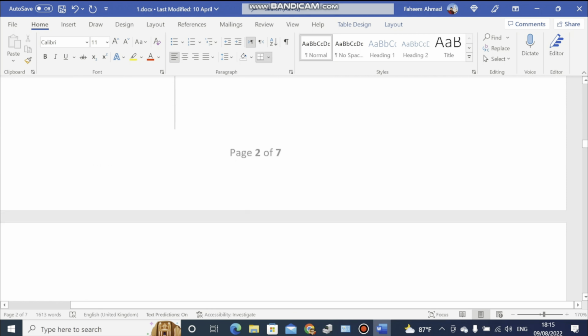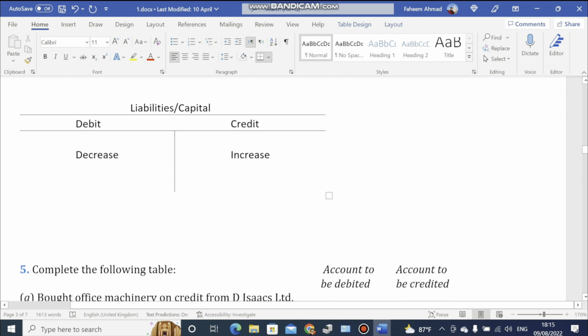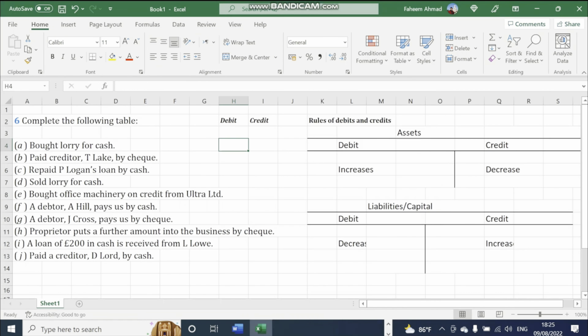Okay. Next, rules of debits and credits for liabilities. Liabilities or capital. For both of these, rules are same. Liabilities whenever increase, credit. I repeat, liabilities increase, credit. Liabilities decrease, debit. Liabilities or capital whenever decreases, it will be debited. Okay, we will do some practice of debits and credits now.